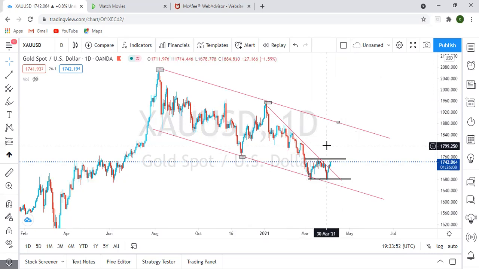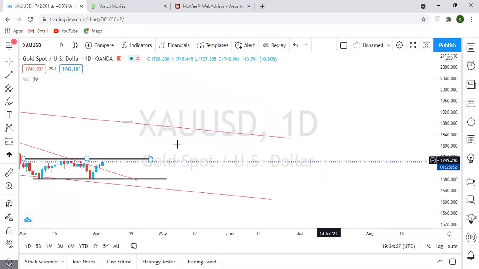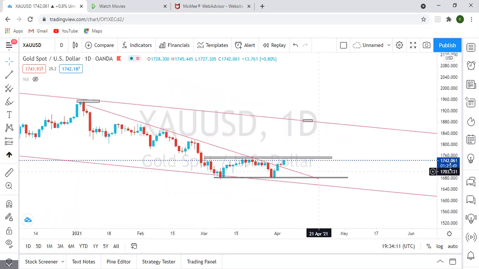So you must have at least two touches so that it can validate your setup. So this is what we are having here. We had a break on our trend line, and then we did come back for a retest with this small pin bar. We did come back for a retest, and then right now we are pushing to the upside.